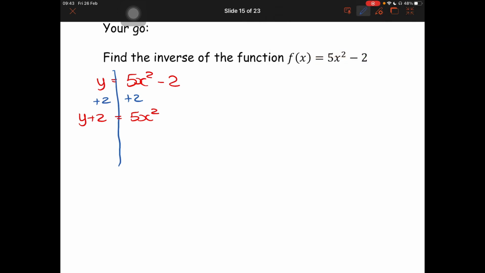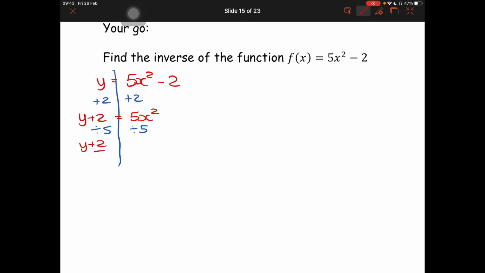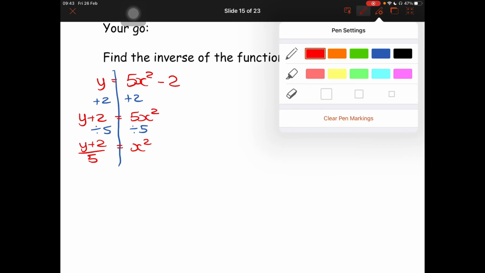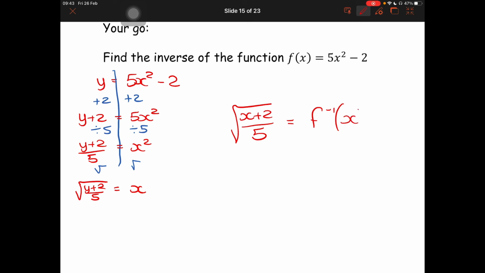Because the squared is only acting on the x and not the 5, I need to get rid of that 5 first, so I'm going to divide by 5. So we'll have y plus 2 over 5 equals x squared. Finally, inverse of squaring is to square root. So we will have the square root of y plus 2 over 5 equals x. Last bit, swap in what we need. So y becomes x, x becomes f to the minus 1 of x. And again, we have our inverse function.